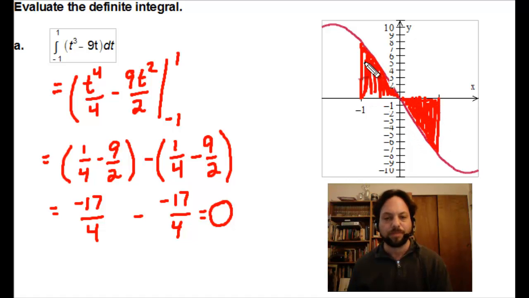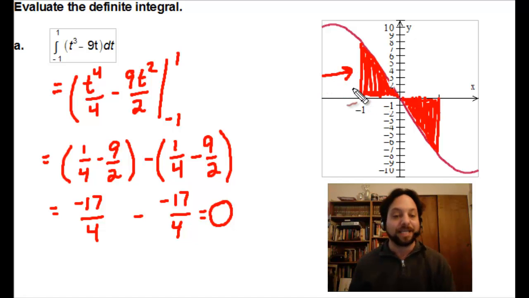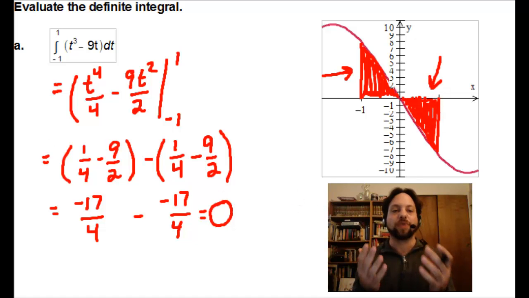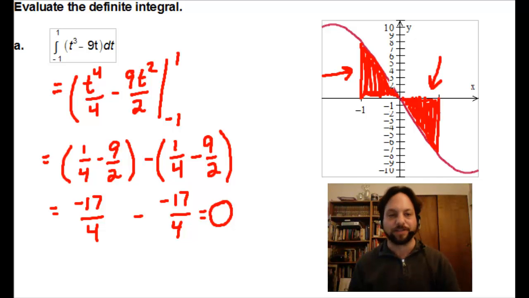Well, if we take a look, this area right here to the left is a positive 17/4, and this area down here is a negative 17/4. So essentially those two areas are canceling each other out, giving us an area of 0.